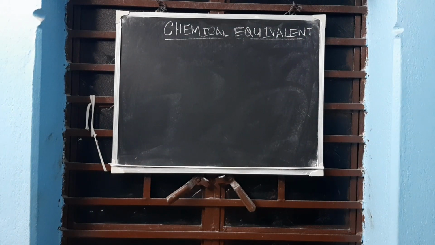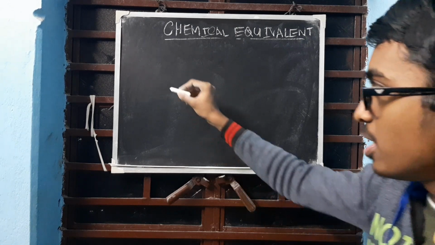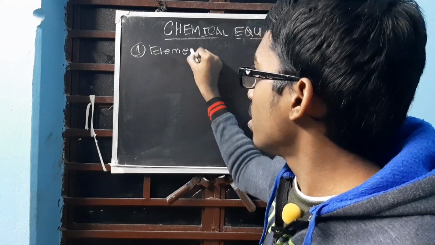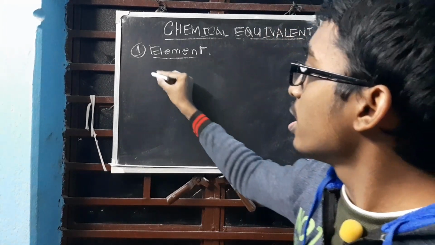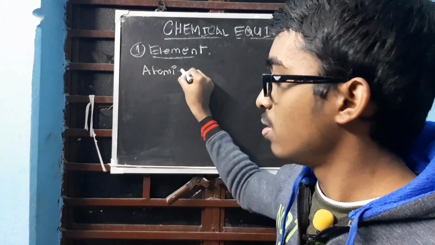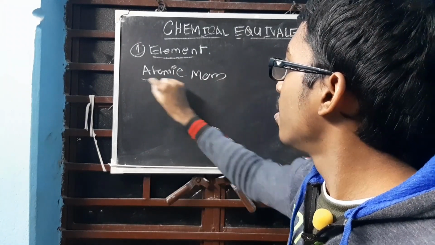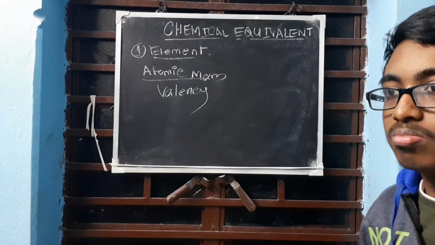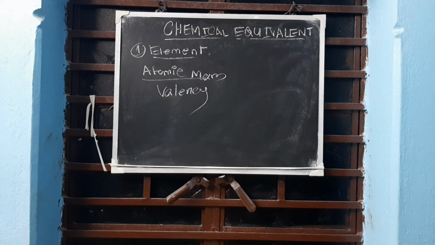Very simple ones, like the equivalent weight of an element. If you have to calculate the equivalent weight of an element, then what are you going to do? You are going to take the atomic mass of that element divided by the valency. That will be your equivalent weight. Clear?